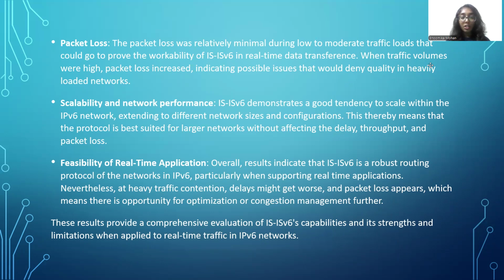Feasibility of real-time application. Overall, results indicate that ISIS v6 is a robust routing protocol for IPv6 networks, particularly when supporting real-time applications. Nevertheless, at heavy traffic contention, delays might get worse and packet loss appears, which means there is opportunity for further optimization or congestion management. These results provide a comprehensive evaluation of ISIS v6 capabilities and its strengths and limitations when applied to real-time traffic in IPv6 networks.